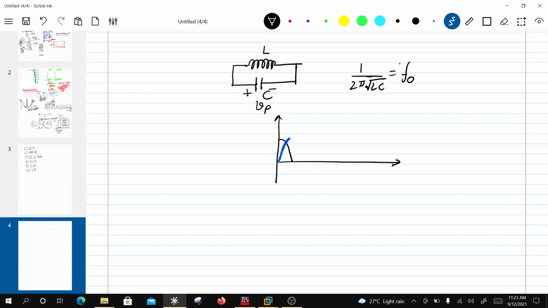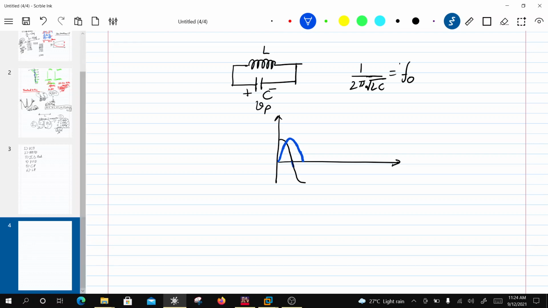Now the inductor has a property to resist the change of current. So this current is supposed to continue, okay, and this is what the current is going to do, right? And this causes the capacitor to charge in a reverse direction, to minus Vp, right? And this cycle basically continues.